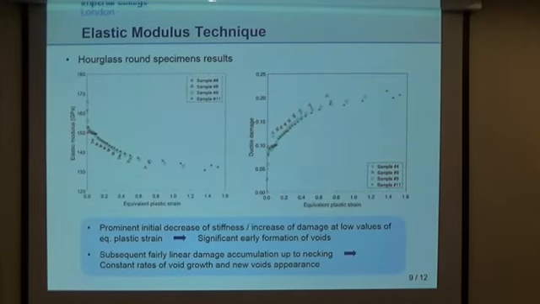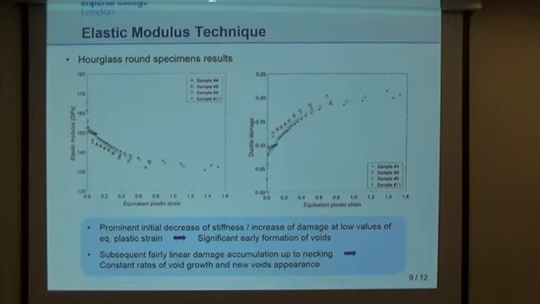These are the results for the round specimens obtained with the extensometer for 4 different samples. We can see that they are quite repeatable, and what we observe here is the elastic modulus versus equivalent plastic strain, a decrease in elastic modulus, and here ductile damage versus plastic strain, an increase in damage. What we observe is a very prominent increase in damage at very low values of plastic strain.